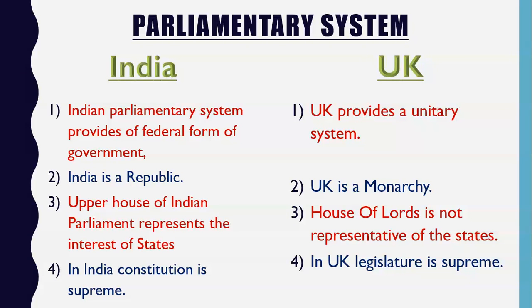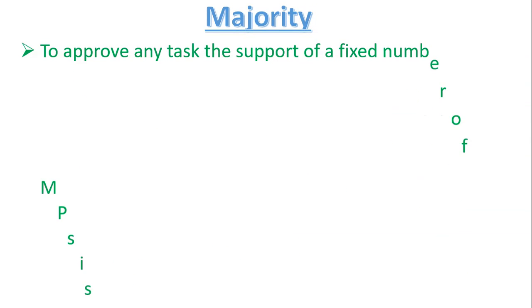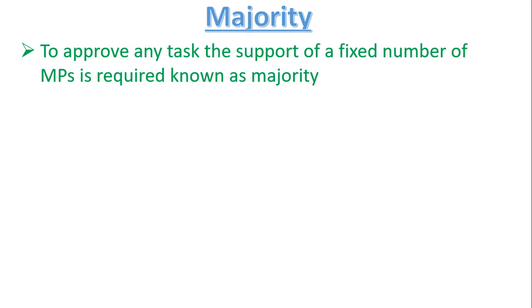Now friends, I will explain the system of majority, that is, what is majority. It is a very important concept and it will be used in further classes. So it is very important for us to understand what is majority. To approve any task, the support of a fixed number of MPs is required, and it is known as majority. So suppose there is a bill in the legislature and suppose the strength of the legislature is 400.